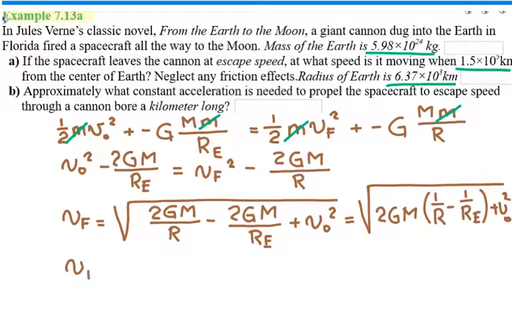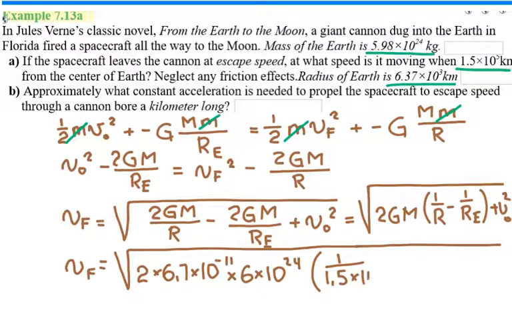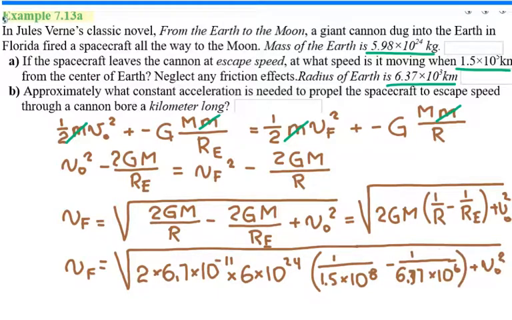Now if I plug in the numbers, the final velocity is equal to, I have 2 times G, which is 6.7 times 10 to the negative 11, times the mass of the Earth, I'm going to say 6 times 10 to the 24, and then the final distance is 1 over 1.5 times 10 to the 8, minus 1 over the initial distance, r_E, which is 637 times 10 to the 6th, because it was kilometers, so it's 10 to the third in kilometers.